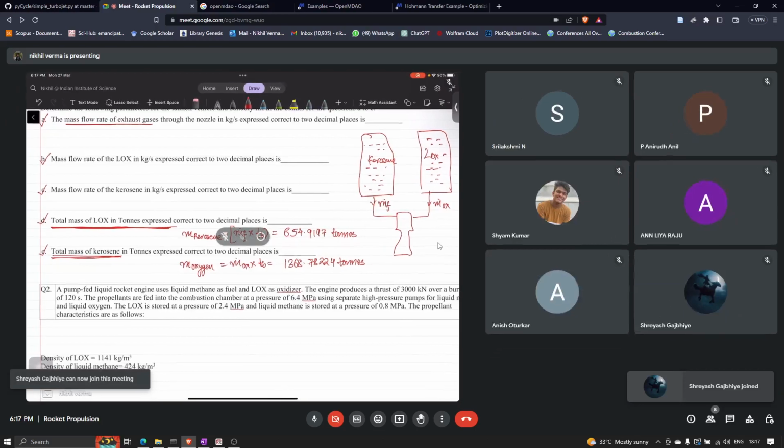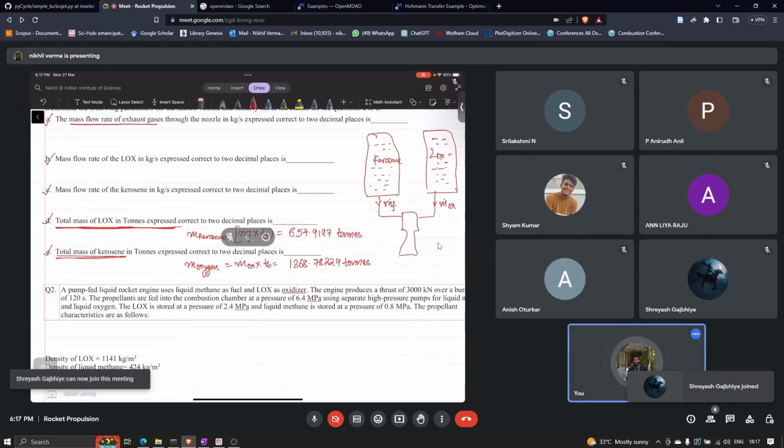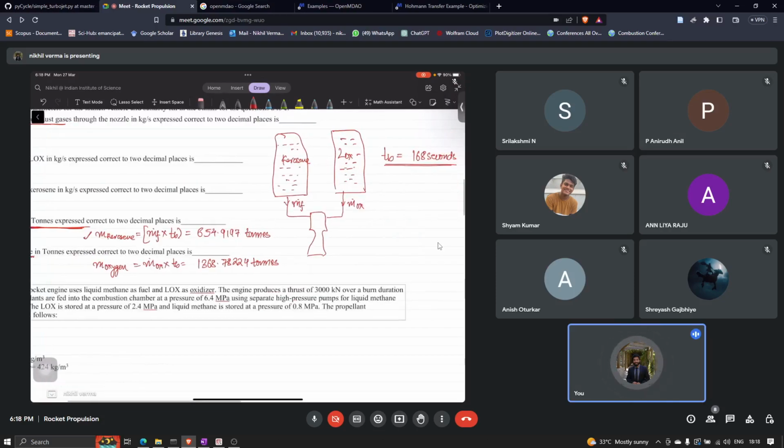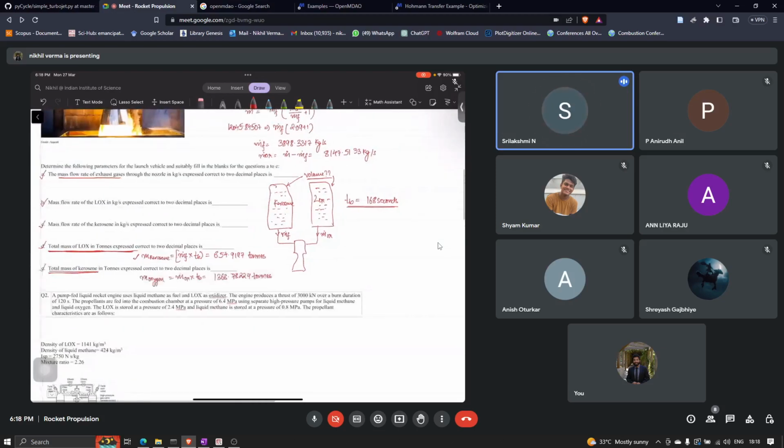Okay. Let me add another problem to this. If it is asked that you have to design the tank size, you have to decide what is the volume of this tank. So can you calculate? I think we have the density, right? So we can use the density, which is equal to mass by volume, to calculate the volume. Correct.